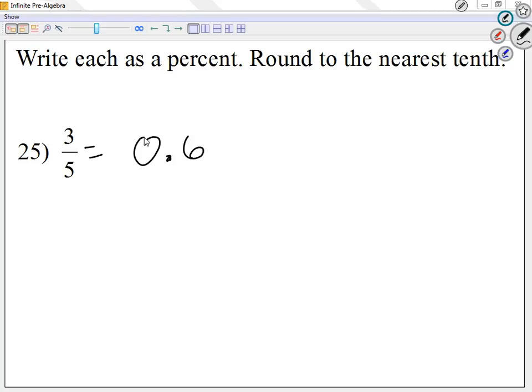Once again, first of all, I get it in decimal. If the question was write it as a decimal, I'm done. But because it says write each as a percent, I take my decimal and move the decimal point 2 places to the right. If you don't have enough numbers to be able to move it to the right twice, then add a 0 if you need to. Right? Now I'm going to move it 2 places to the right, and I'm going to call this 60%.